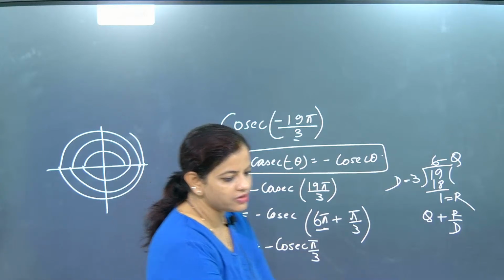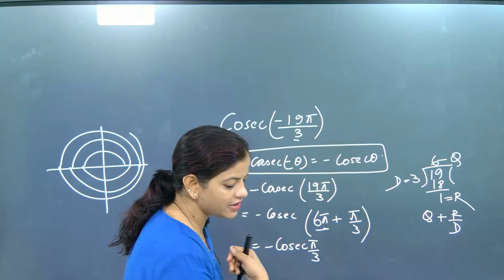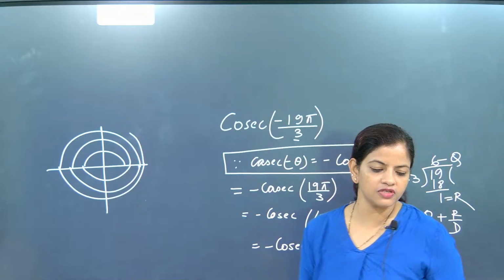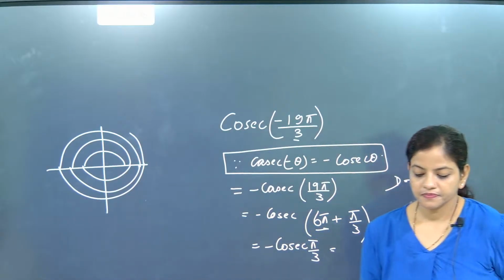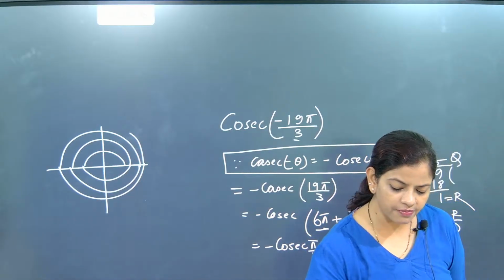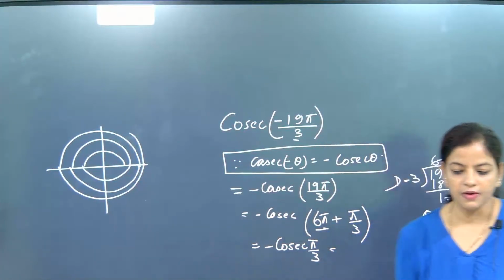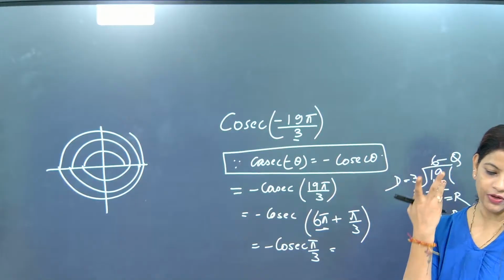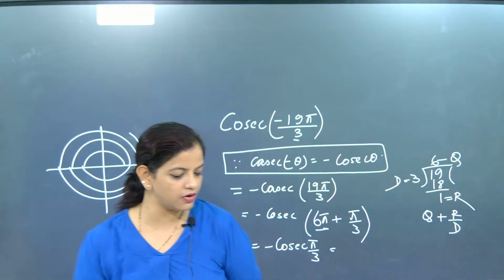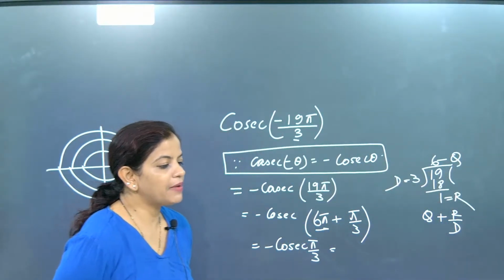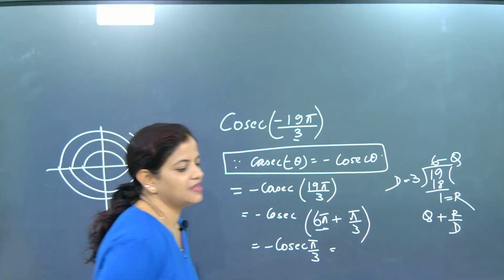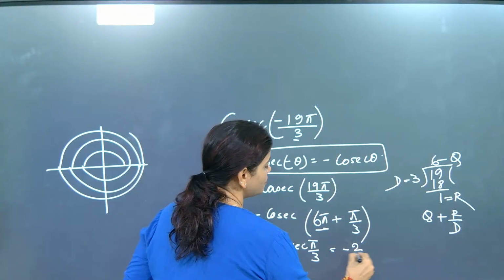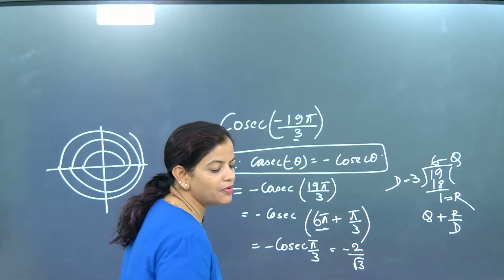Cosecant pi by 3, what is its value? Nishika, what is the value of cosecant pi by 3? The value is 1 by root 3? The answer is absolutely wrong. Cosecant 60 is 2 by root 3. So the answer will be minus 2 by root 3.